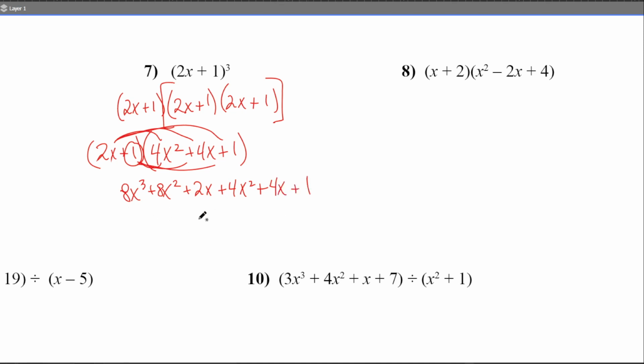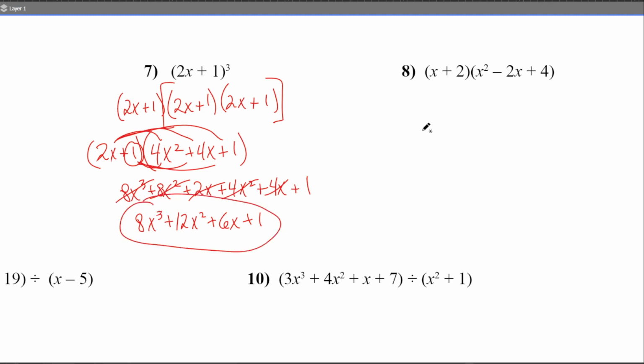Add like terms. There's no other x cubed, so I just write 8x cubed. I'm done with it, so I like to mark it out. I got a couple x squared, so it's 8 and 4, which is 12x squared. And then I got a 2 and a 4. I got my x's together, so that's a plus 6x. I'm done with those. And then I just have a plus 1, and that is my answer.